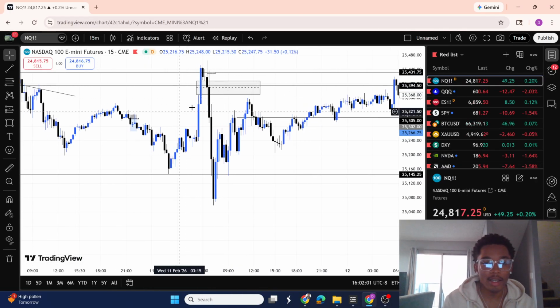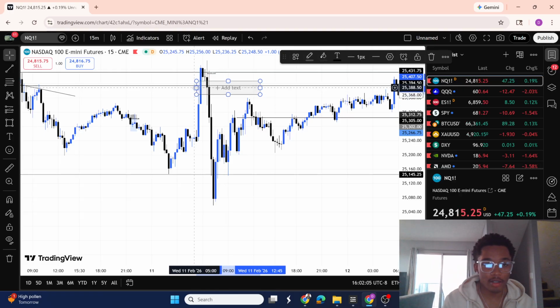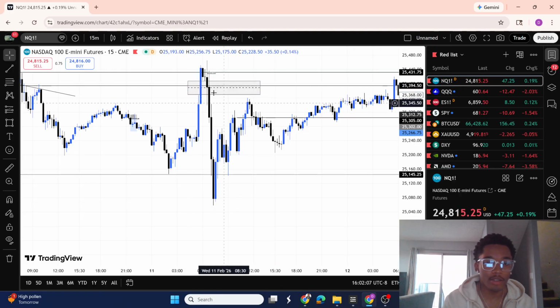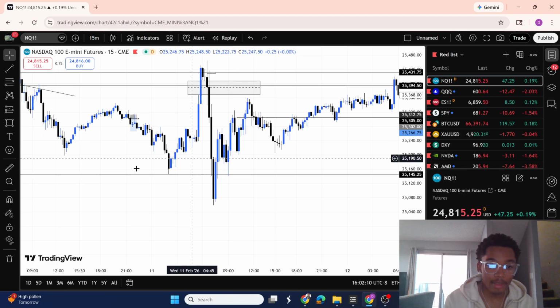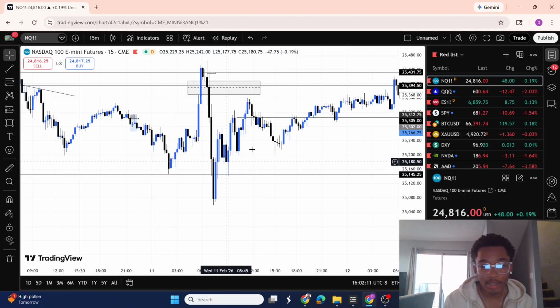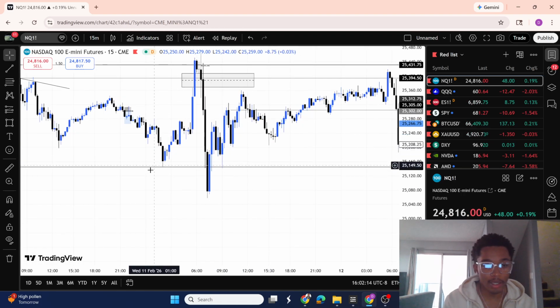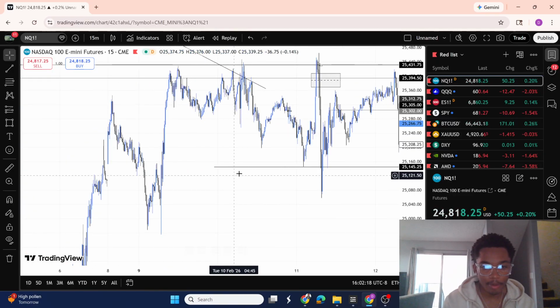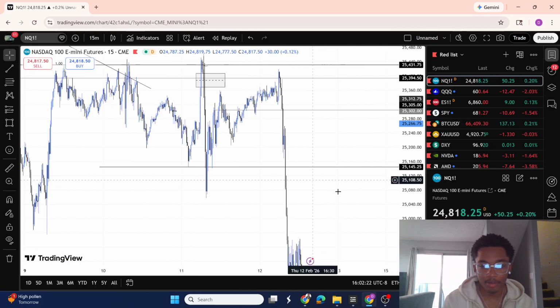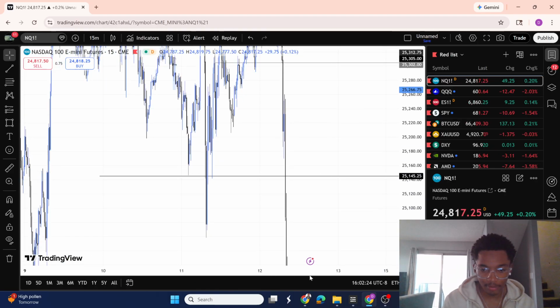But you can see as soon as we inverse this gap, this is telling us, okay, this is validation for us to continue lower. And then we only reacted to the upside because what did we hit? This strong level of liquidity. Boom, which also lines up with these highs right here. Boom, right?